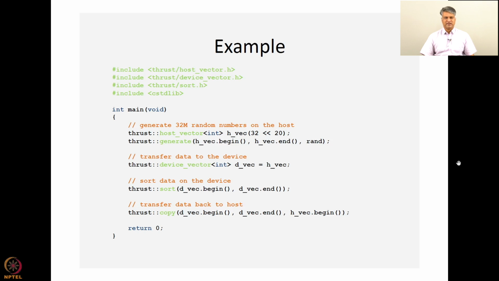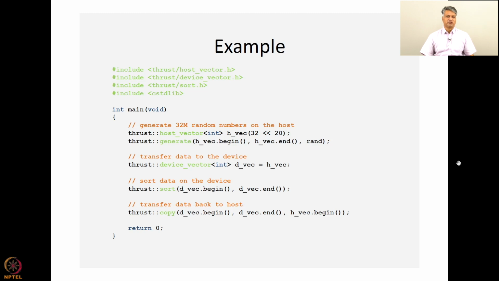Here is a simple code example of how Thrust is used. You basically have to include the Thrust header files so that the compiler knows where to find the appropriate definitions. Then in the main program, you can invoke this by calling data types which have been defined in the Thrust library. In this case, you can see there's a host vector of certain size. It also then generates random numbers from the start to the end of this host vector.